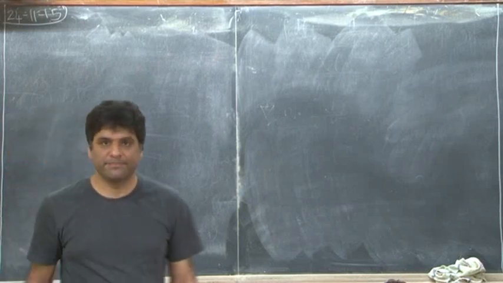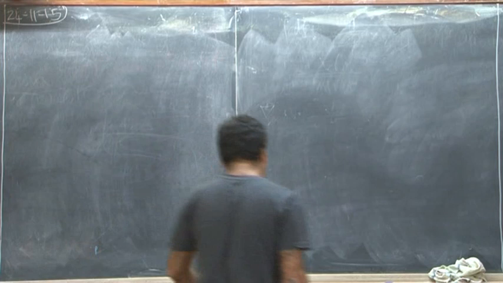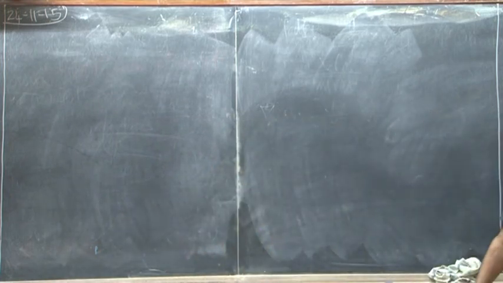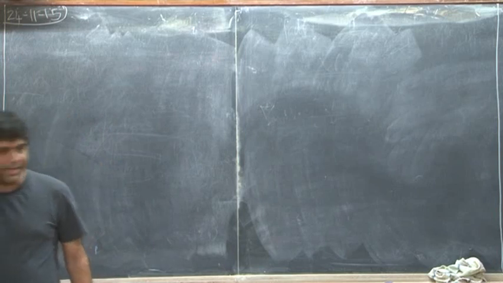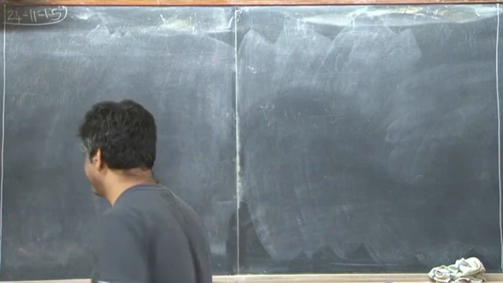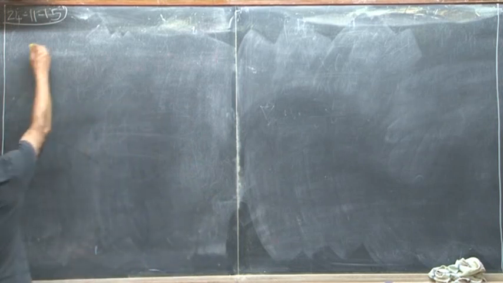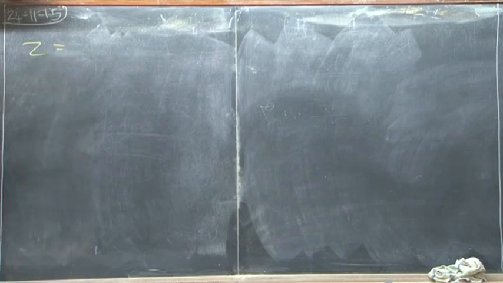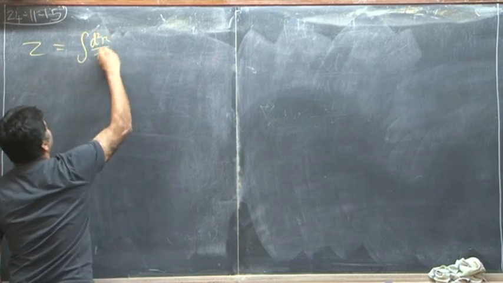Closed string amplitudes. Okay, so briefly let's recall what we discussed in the last class. We first looked at the toroidal amplitudes of the closed string. And what did we find? We found that the torus amplitude was the integral of d^2 tau over tau.